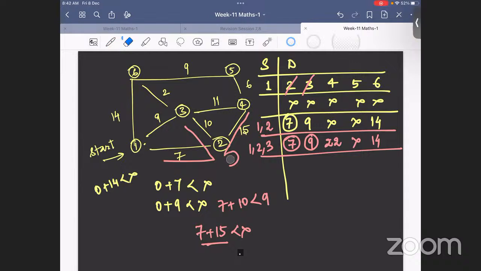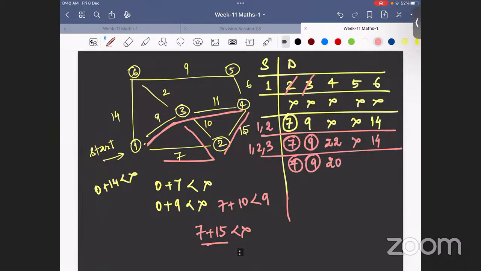1 and 3. Yeah, you can reach it 1, 3, 4, right? So this is how much? 20, right? So that is better than 22. So you can reach it. So 7 is done, 9 is also done. So it will be 20.